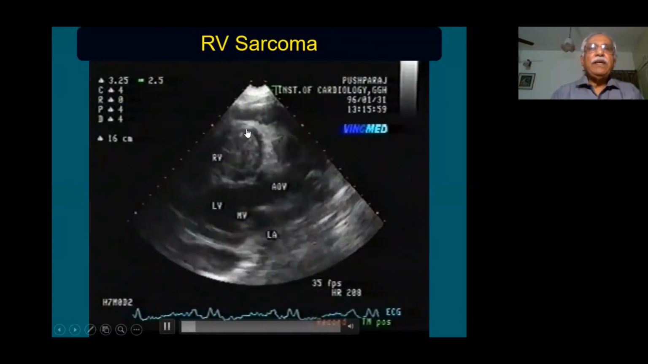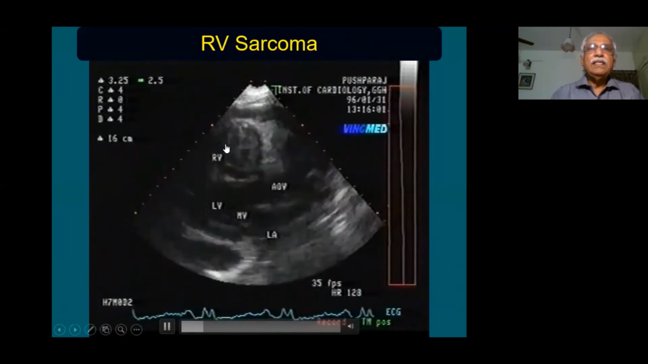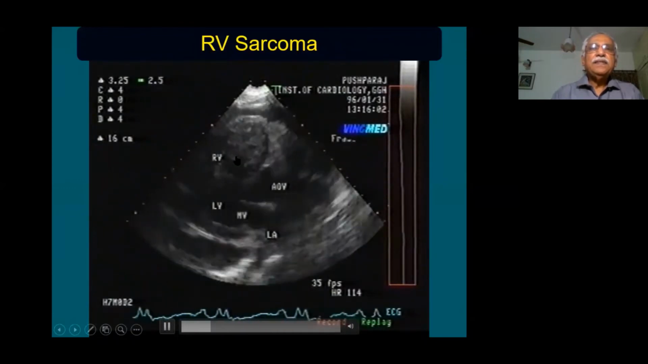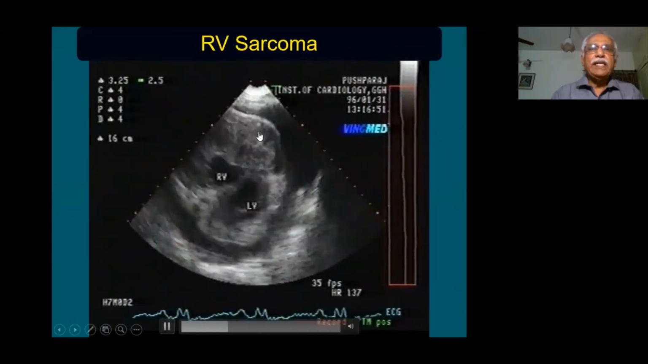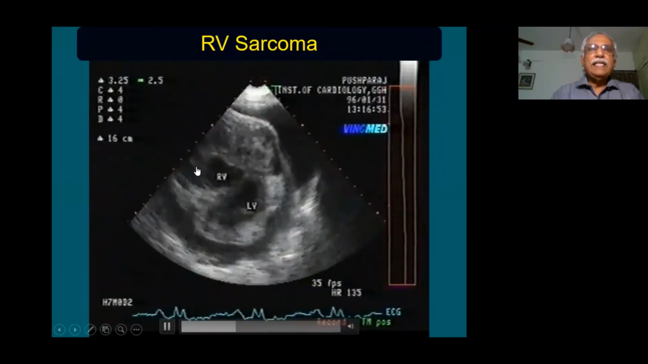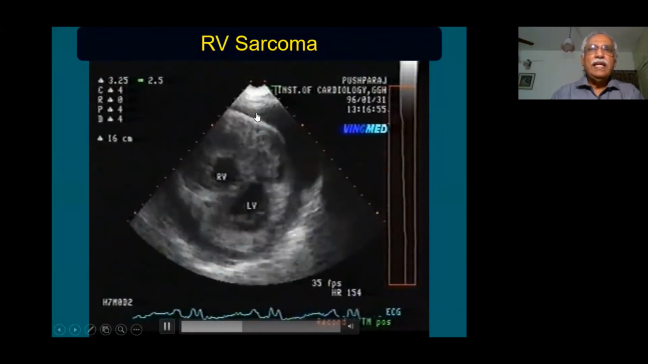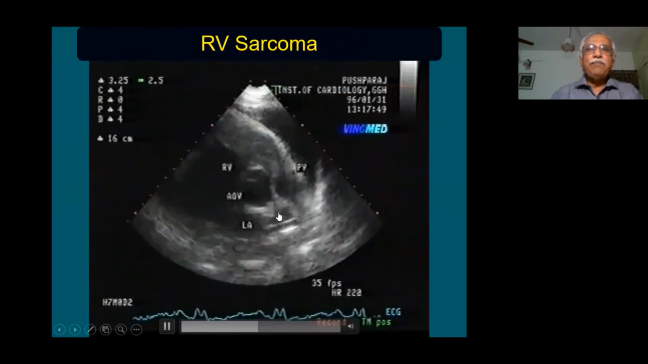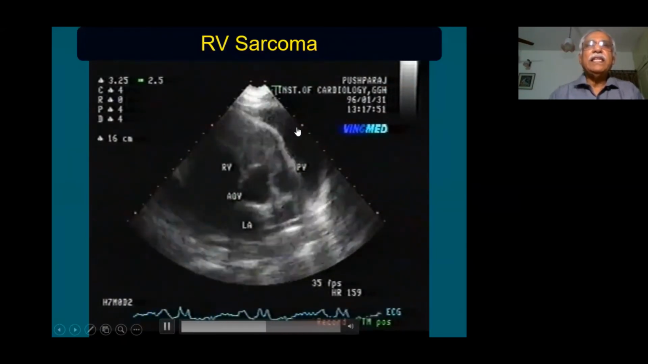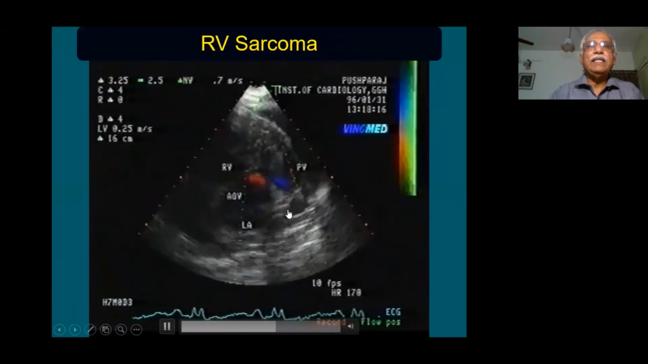Here you can identify a mass inside the right ventricle. You cannot separate it out from the right ventricular myocardium. It is present inside the inflow tract and also the outflow tract, and it is producing a pericardial effusion. Whenever you see a pericardial effusion, you always think in terms of a malignant tumor.